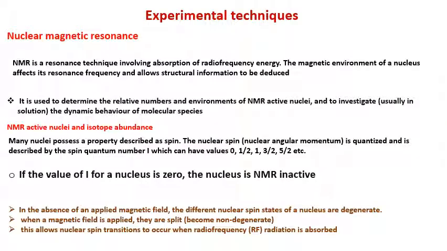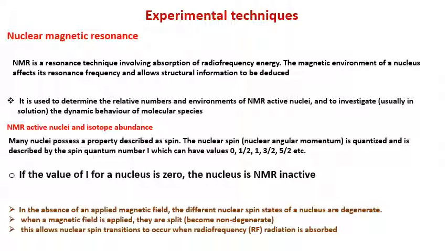Hello everyone. So in this module, I will talk about one of the most important routine analytical tools of the synthetic chemist. Here I will talk about nuclear magnetic resonance spectroscopy, that is NMR. The NMR is used to determine relative numbers and environments of NMR active nuclei, and it is used to investigate basically in the solution the dynamic behavior of the molecular species.